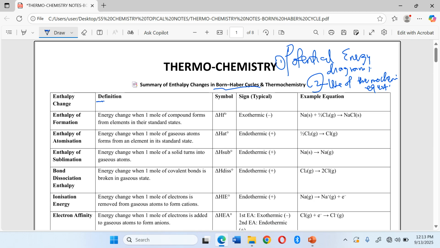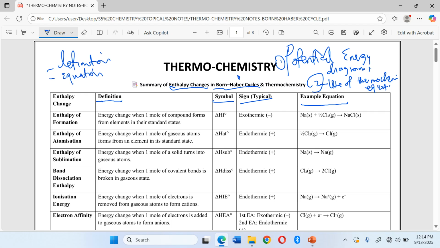We get to know the definition of each enthalpy change, the symbol used, the typical sign, and then the equation. For us to draw very well the Born-Haber cycles, for us to draw very well the potential energy diagrams, to use the thermochemical equations, we need to be knowing these enthalpy changes. The way we have known our names, then it's how we are supposed to get also these enthalpy changes, understanding each enthalpy change, its definition. To know its definition, you also need to know the equation.